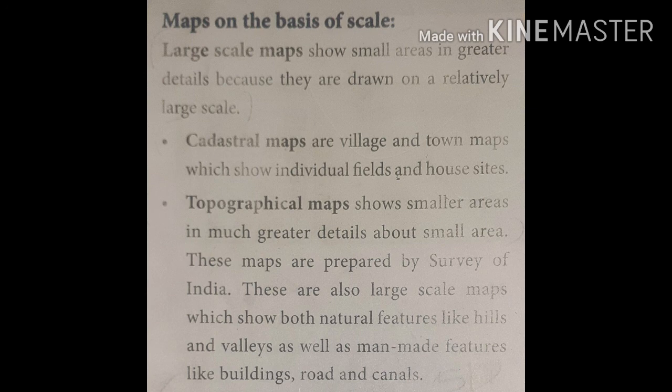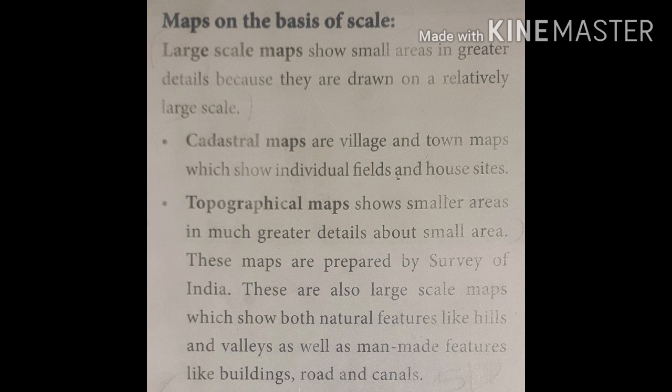These are also large scale maps. So topographical maps are also large scale maps which show both natural features like hills and valleys as well as man-made features like buildings, roads, and canals.